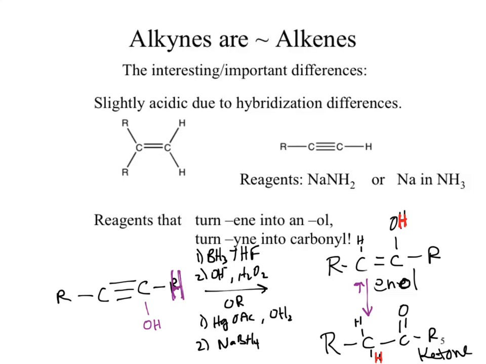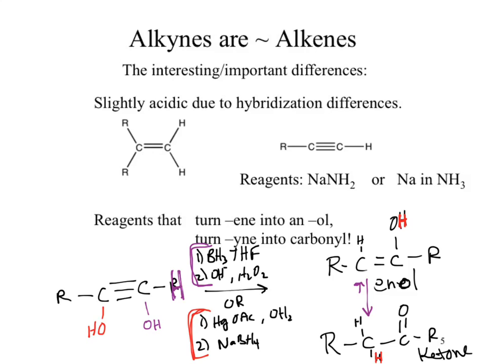If instead we used mercury with the exact same starting material, so this was our BH3, mercury goes through and puts in our alcohol at the other position, our more substituted. Now when we go through the keto-enol tautomerization, we get an internal carbonyl, also known as a ketone. Okay? Kind of makes sense?